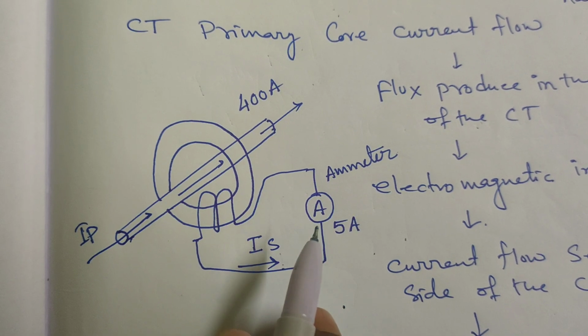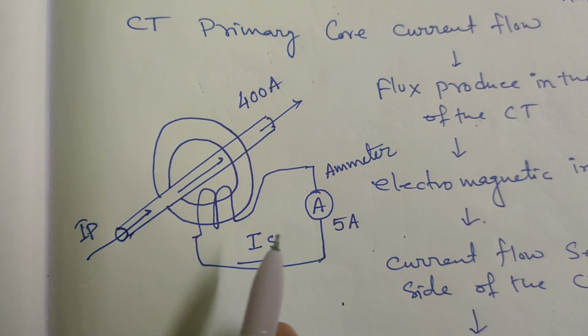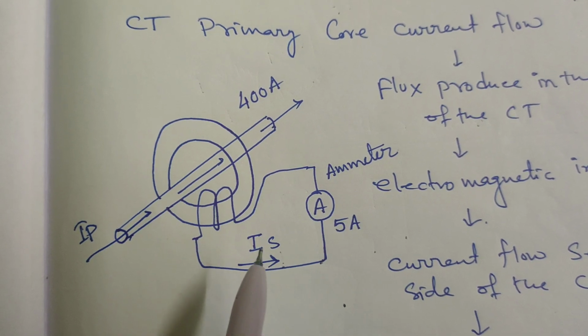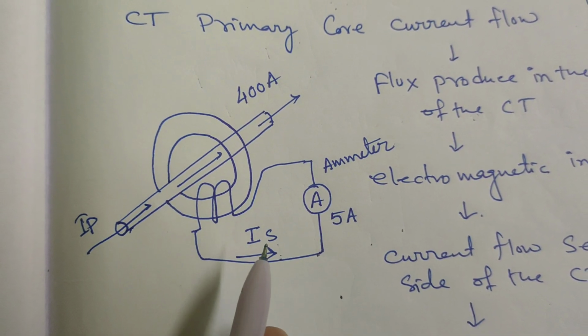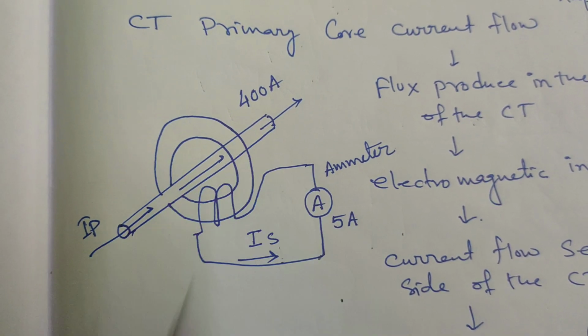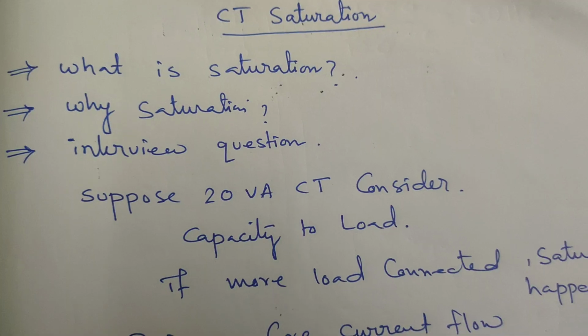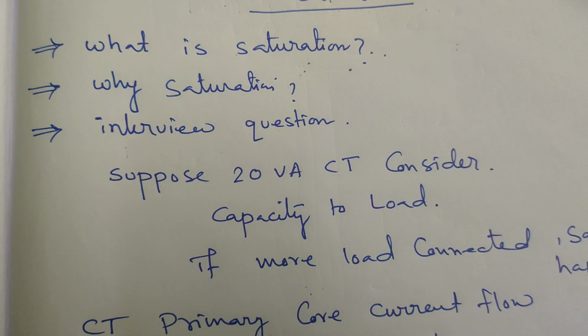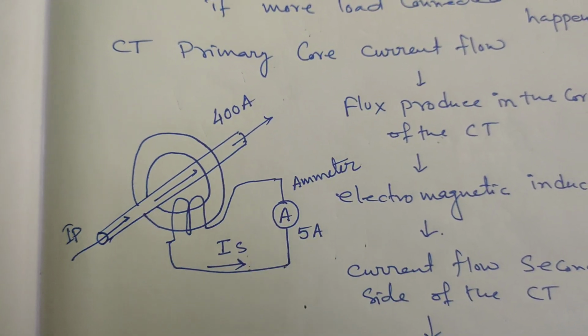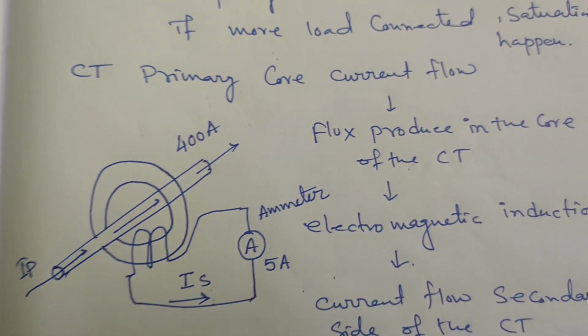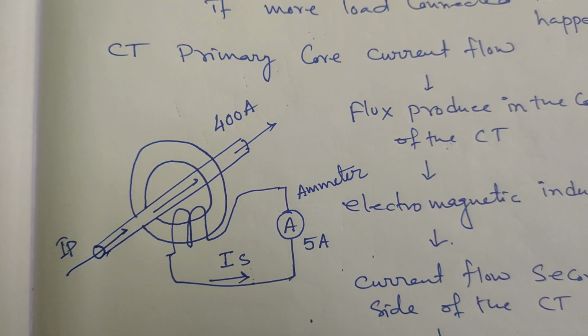If we connect an ammeter to the secondary side, we can measure how much current is flowing on the secondary side by electromagnetic induction. So these are the basics of current transformers: why and how the current flows from the primary side of the transformer.